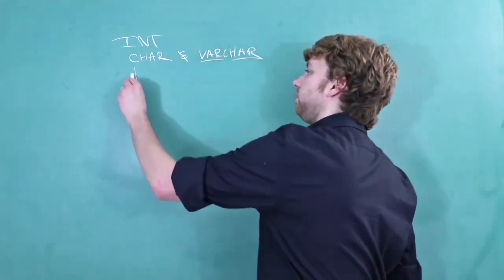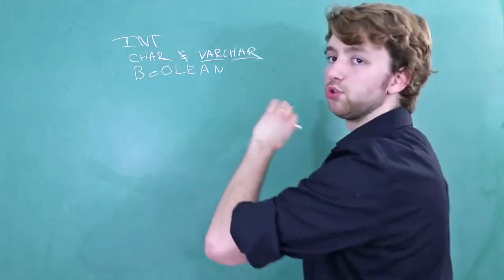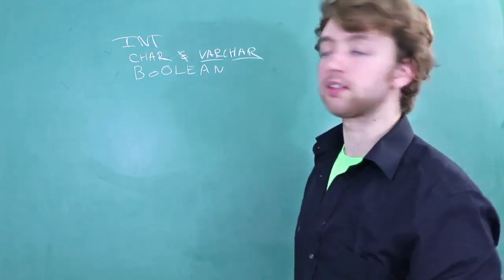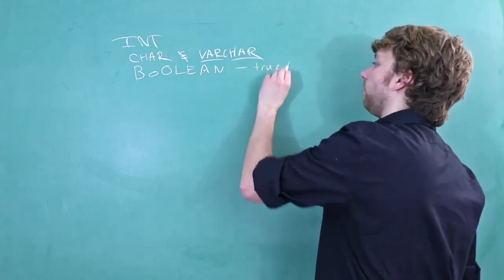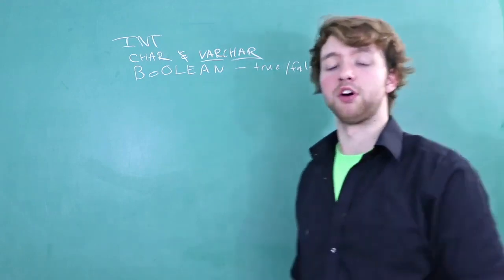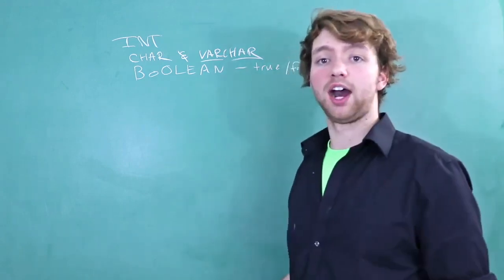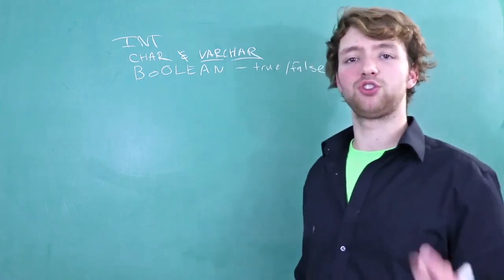The next is Boolean. This is designed to store something in 2 states. So usually this represents true or false. But you can interpret it how you want. On, off, yes, no, high, low, strong, weak, however you like, as long as it has 2 states.